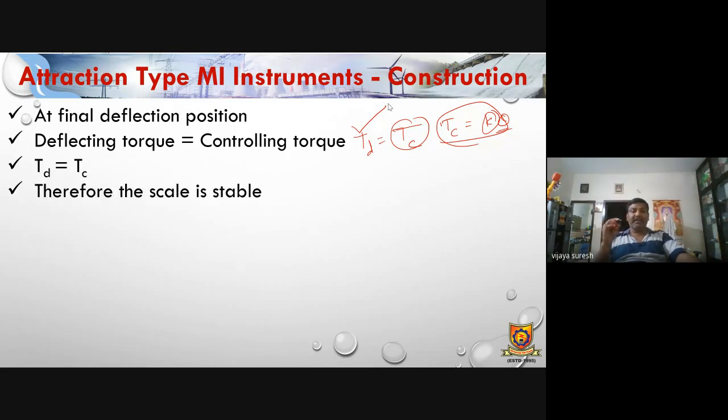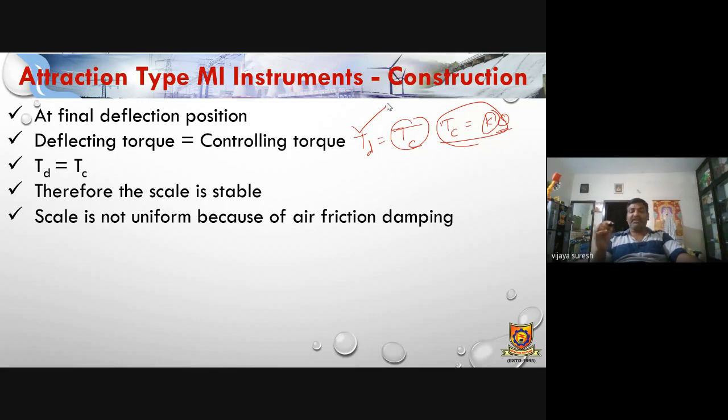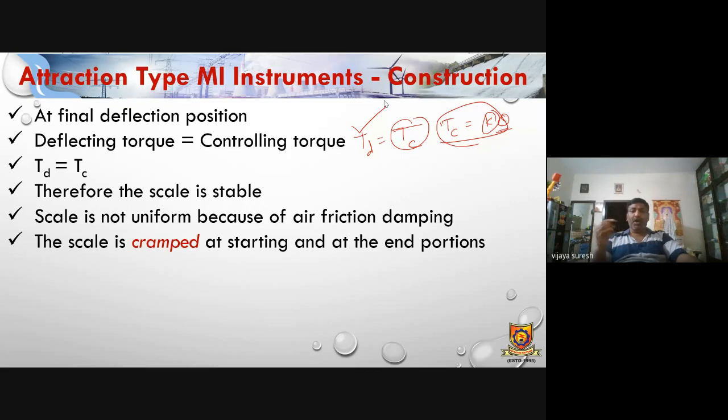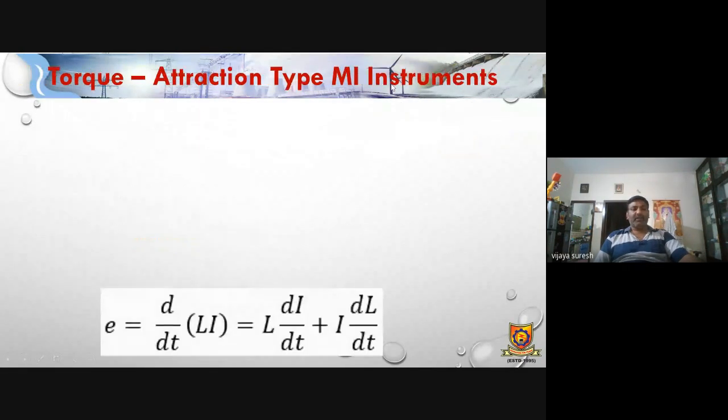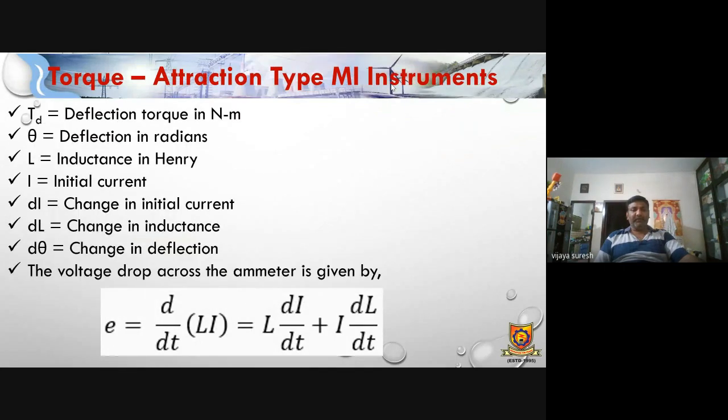Therefore, the scale is stable, right? The scale is non-uniform. Of course, this we will discuss later. The scale is cramped. Why is it cramped? Cramped means non-uniform or compressed. We can call the cramped scale a compressed scale. Why? That reason we will see in the coming slides, right? After deriving the deflection torque expression, we will get what the cramping scale or non-uniform scale is. And whatever voltages or currents we are measuring are always in terms of RMS, root mean square. See, observe these various conditions. So TD, the first one, the deflection torque.